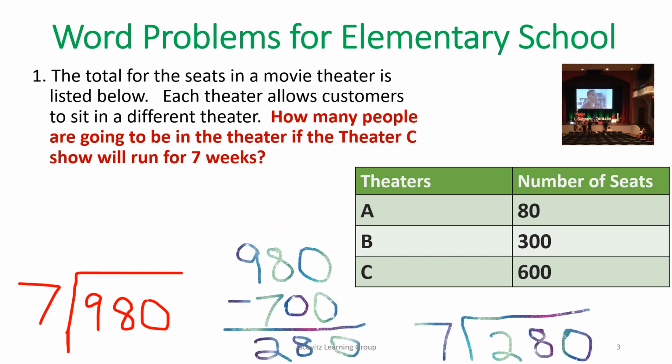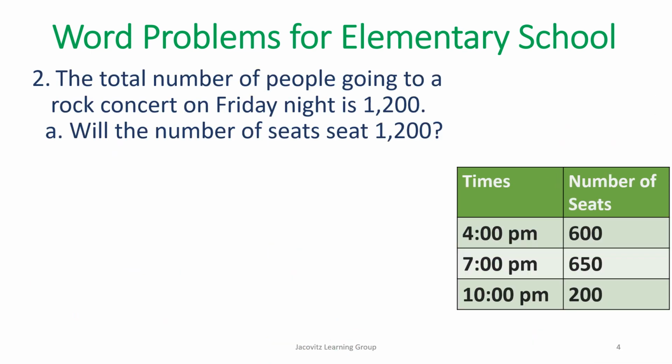So this is the same thing we just went over and did here. We were going to do the math here, but we did it on the other slide. Okay, look over here. You have a new problem. The total number of people going to a rock concert on Friday night is 1,200. Well, the number of seats, 1,200, and automatically looking here, your answer should be yes. And why? Because you have really 600 and 650.